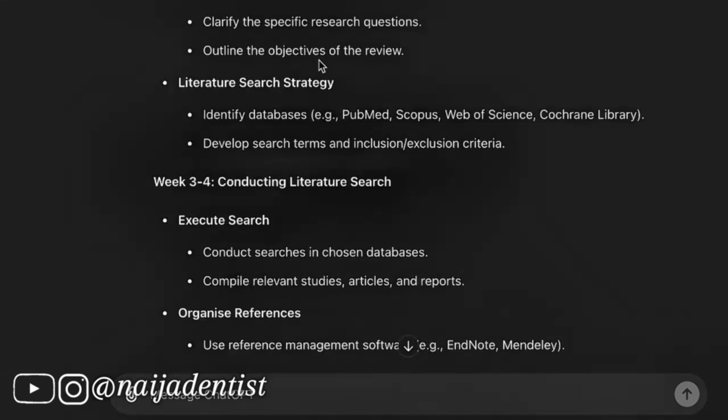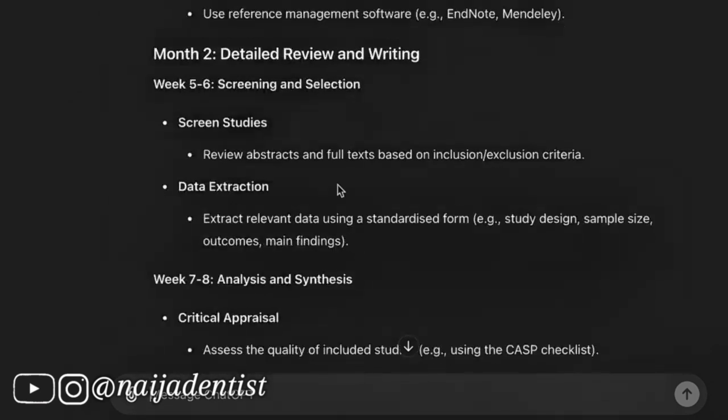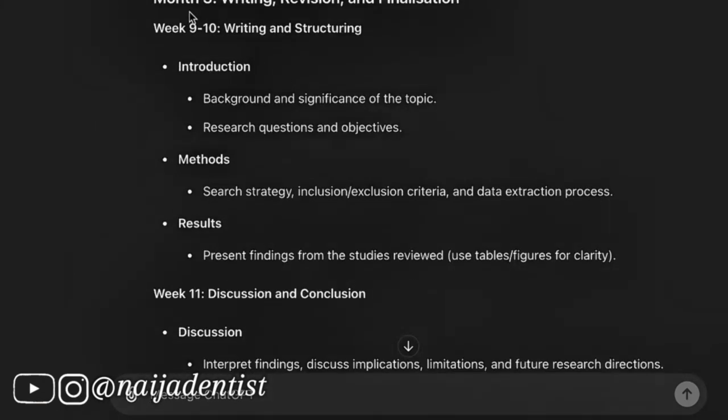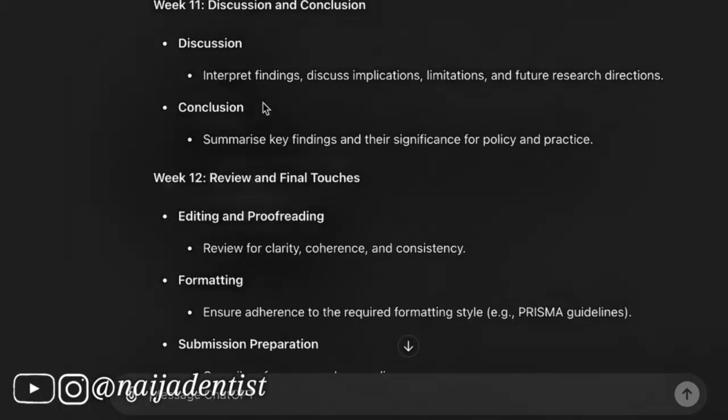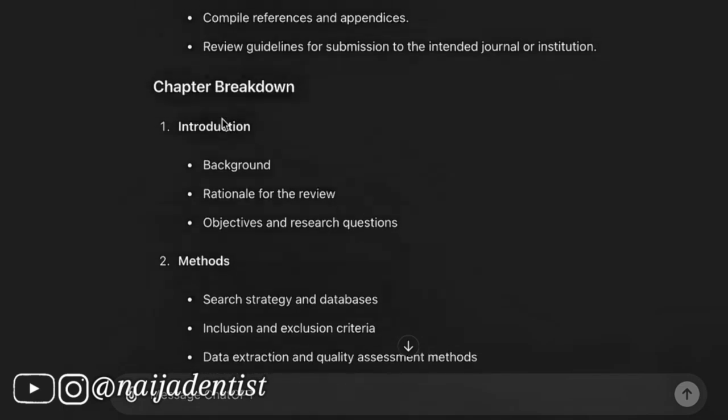So what I want you to notice is that month 1 is all about the preparation. It's all about putting things in place. Month 2 is about the detailed review and writing. So you don't write until you have prepared. ChatGPT is saying the same thing as me, so I don't think both of us can be wrong. Well, AI cannot be wrong in this case. And then month 3 is the writing, the revision, the finalization, and feedback from your supervisor. All of that has been factored into the discussion, the conclusion, editing, proofreading, formatting. All of that needs to be done.